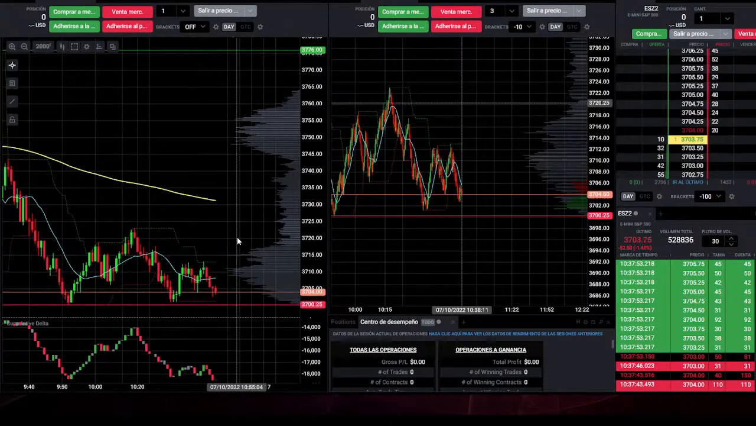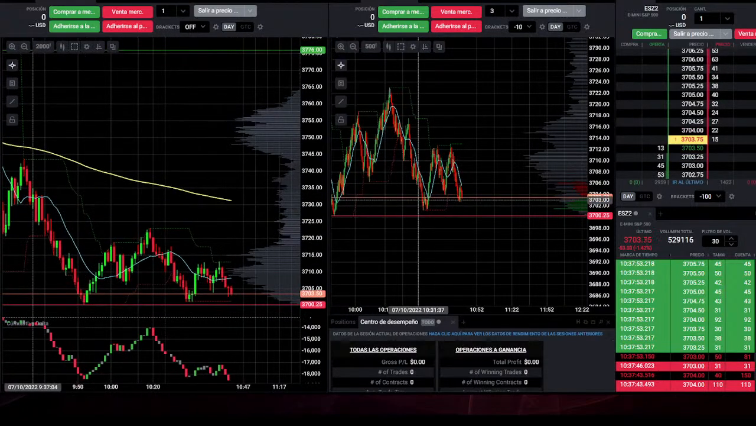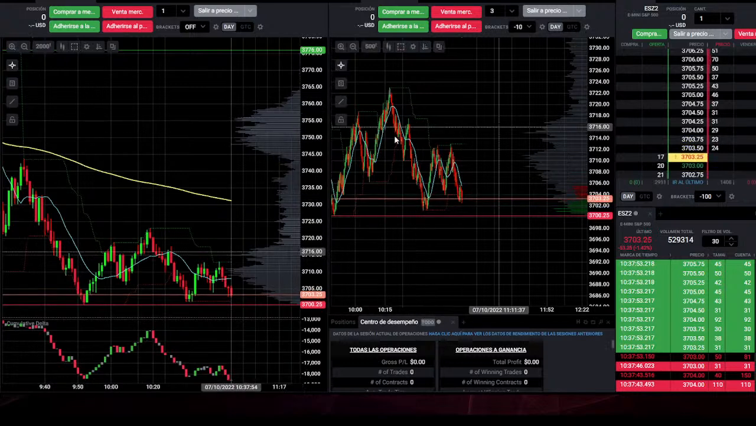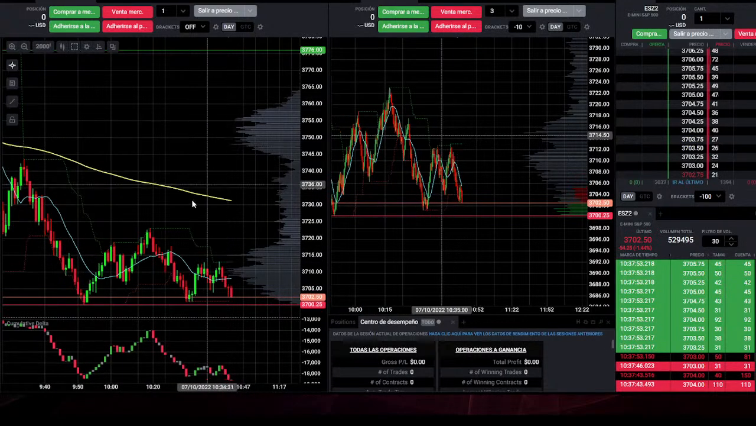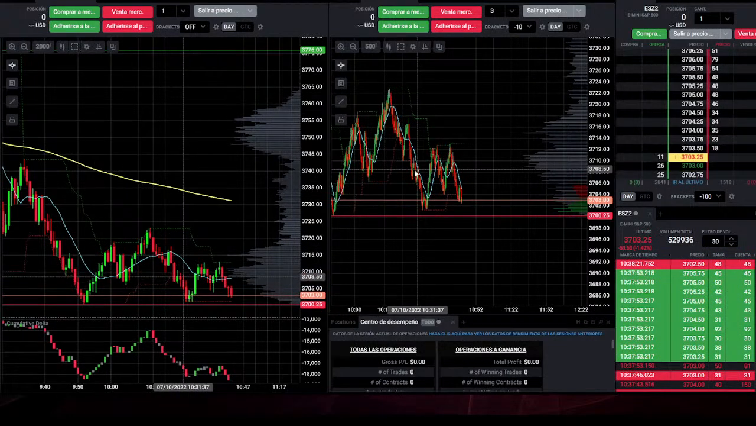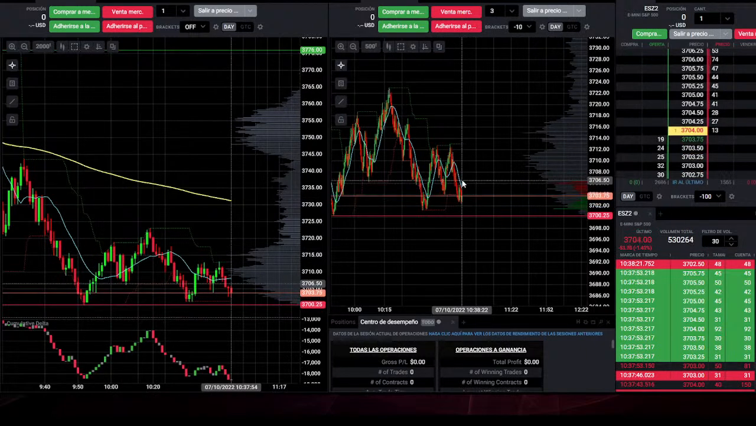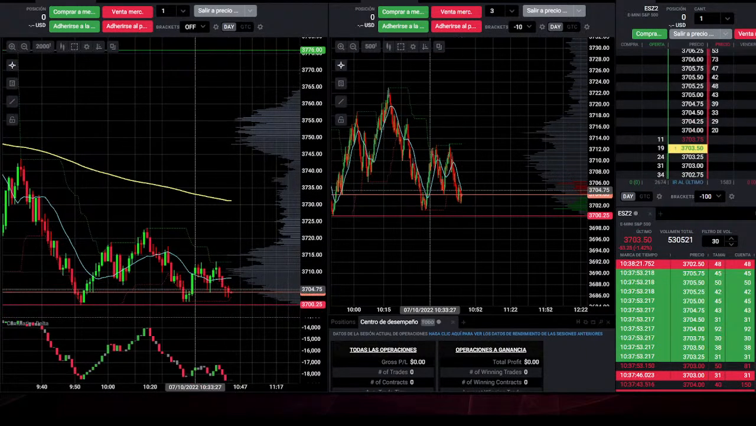Well, what I like to set up here is two different charts, like two different time frames. Usually a little bigger time frame and also a longer one. Here I have 2,000 ticks. Here I have 5,000 ticks.